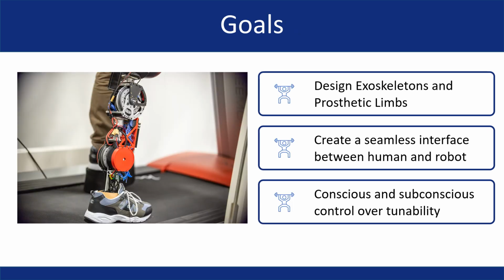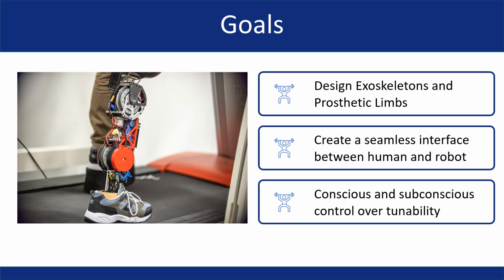From a technical perspective, achieving the vision of a symbiotic relationship between human and machine required overcoming several major and often conflicting challenges. So what we aim to do is, for example, design exoskeletons and prosthetic limbs and create a seamless interface between human and robots, and achieve a conscious and subconscious control over tunability. But in general, we have numerous sub-goals, let's say.